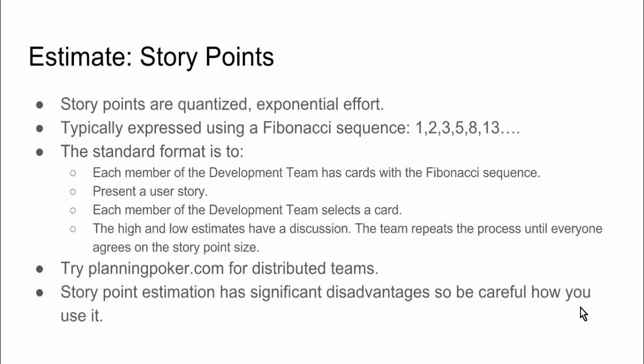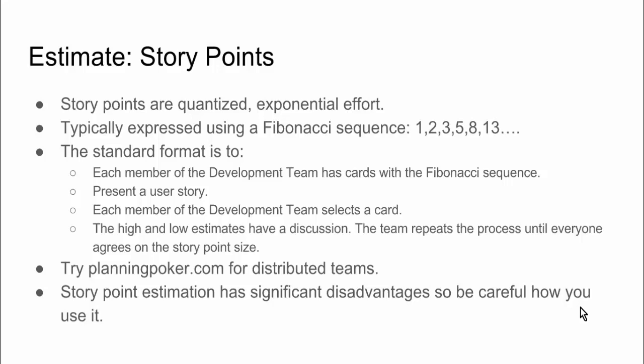And the standard format is to give each member of the development team cards. So in the example above of 1, 2, 3, 5, 8, 13, each team member would have 6 cards. And then the product owner presents a user story, and each member of the development team selects a card. So let's say that everyone selects 3, and one team member selects 2, and one team member selects 5. So those are the high and low estimates, the 2 and the 5. And so those 2 people would have a conversation. They would explain their estimate. And then this would be repeated until everyone agrees.